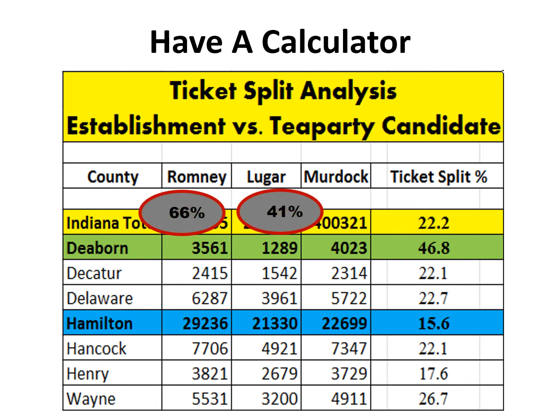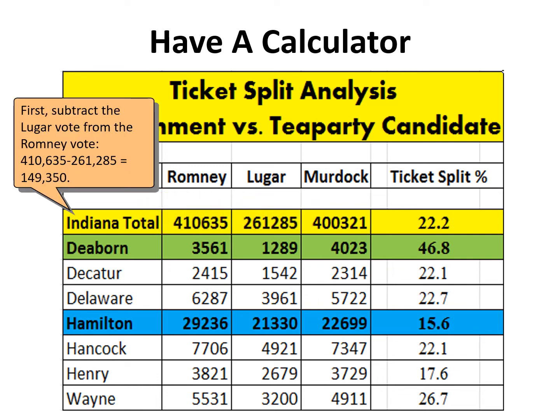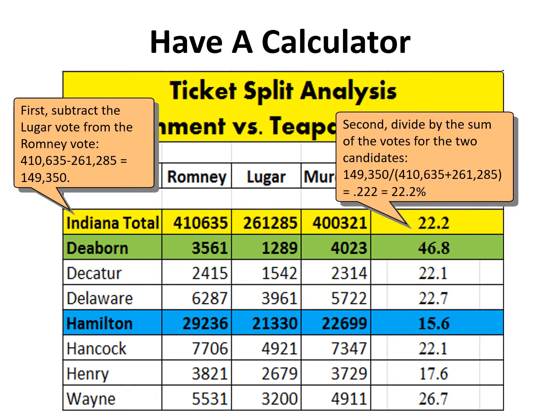We know that Romney got 66% of the Republican vote, but Lugar only got 41%. If he had gotten the same share of the Republican vote as Romney had gotten, Lugar would have beaten Murdoch hands down. So, to calculate the ticket split vote, we first subtract the Lugar vote from the Romney vote. That's 410,635 minus 261,285, which equals a vote total of 149,350.